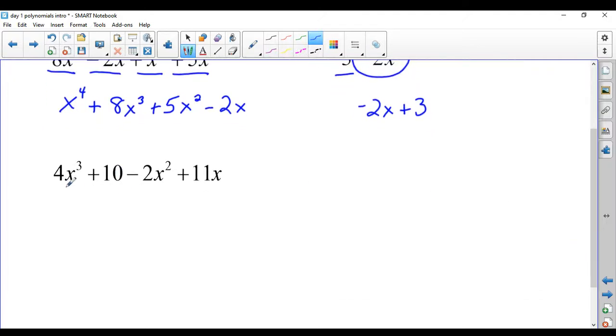One more example. Here, the 4x cubed is my highest exponent, so I'm going to keep that term first. Then I find my x squared term, my x term, and the constant. Descending order, 3, 2, 1, and then 0 is the exponent on the constant.